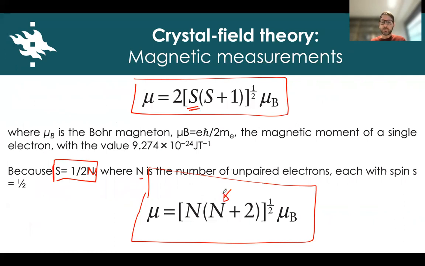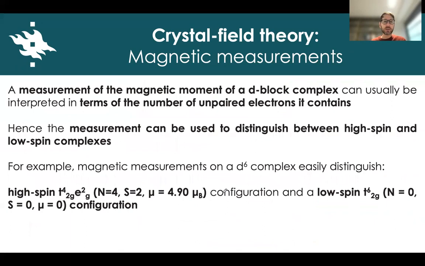So if we now measure the magnetic moment of a complex, the result can usually be interpreted on the basis of the number of unpaired electrons that this complex contains. This measurement can be used to know if the sample has unpaired electrons, and how many unpaired electrons the complex has, and therefore we can distinguish between high spin and low spin complexes.